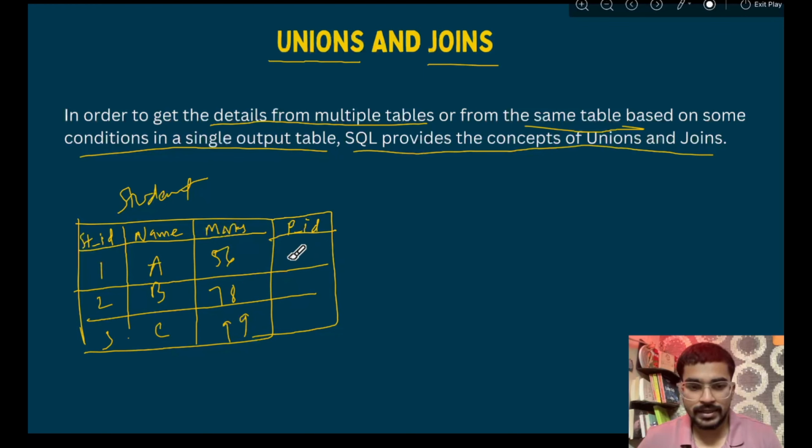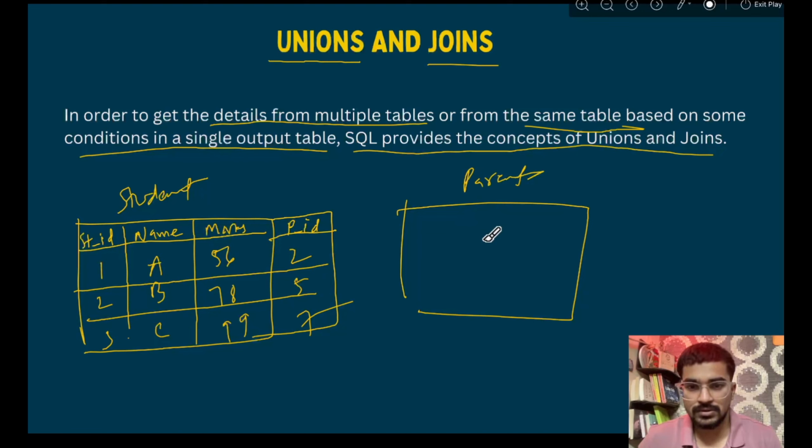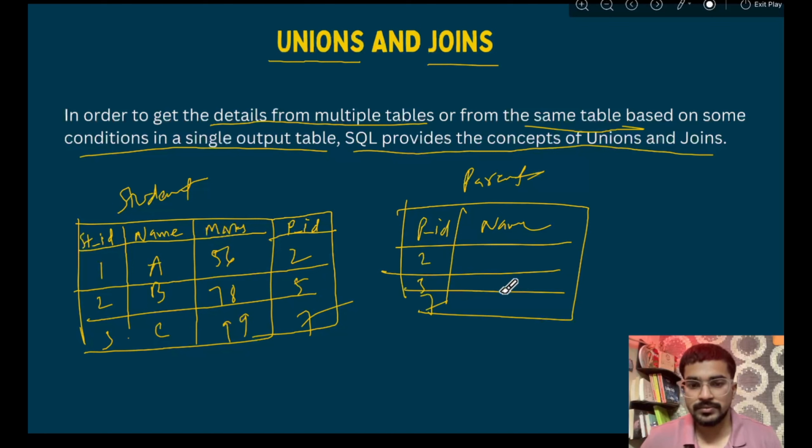Let's say we have parent ids 2, 5, 7, and we have another table called the parent table, in which we have a parent id, pid, and the name of the parent. This column again contains 2, 5, 7, and we have names like d, e, f. Now we have two tables. This is table 1, this is table 2.